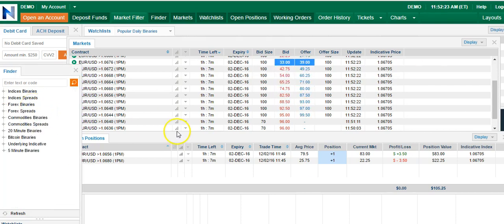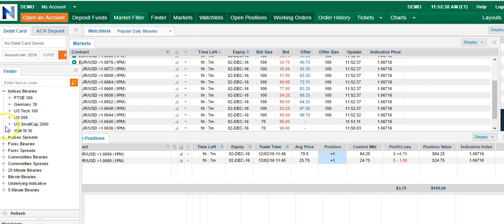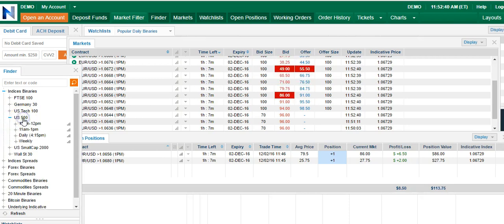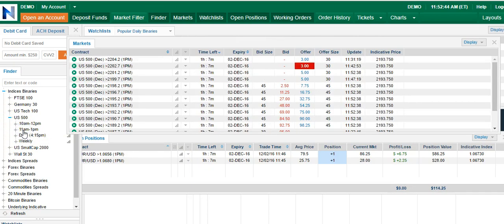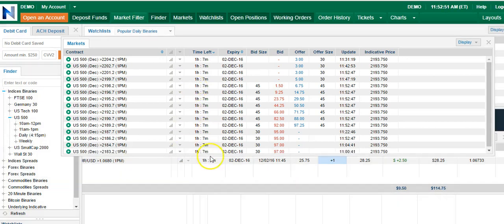So here at Nadex, if you log in and let's say you find a particular trade you want to place, in this particular video we're going to use the indices and the US 500. So we're going to look at indices binaries, click on that, US 500, and then we'll go to, in this example, 11 to 1 p.m. This trade will close in 1 hour and 7 minutes.